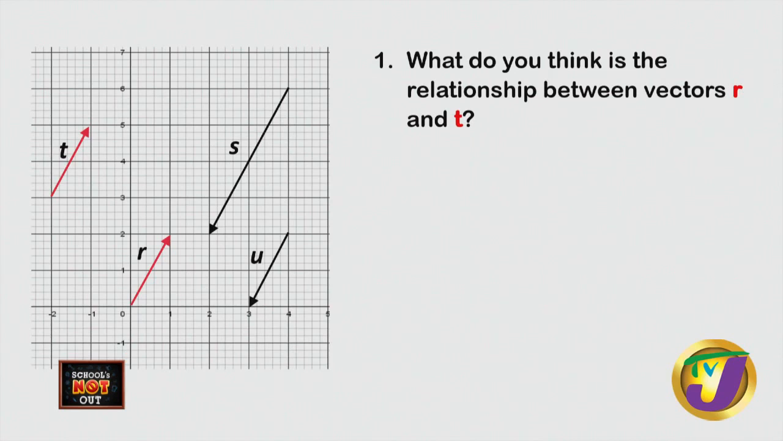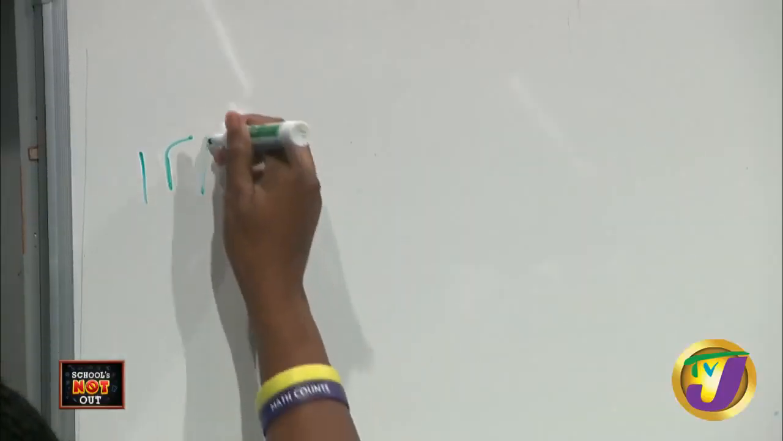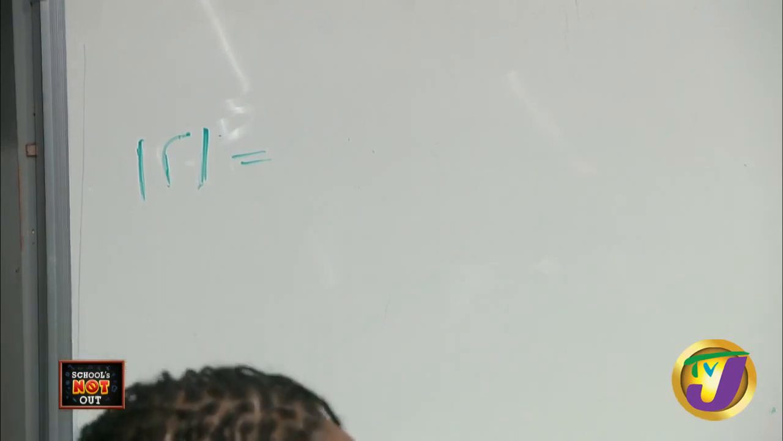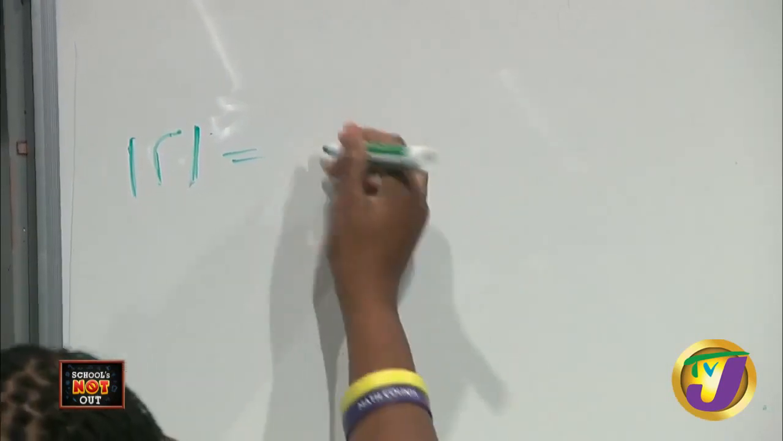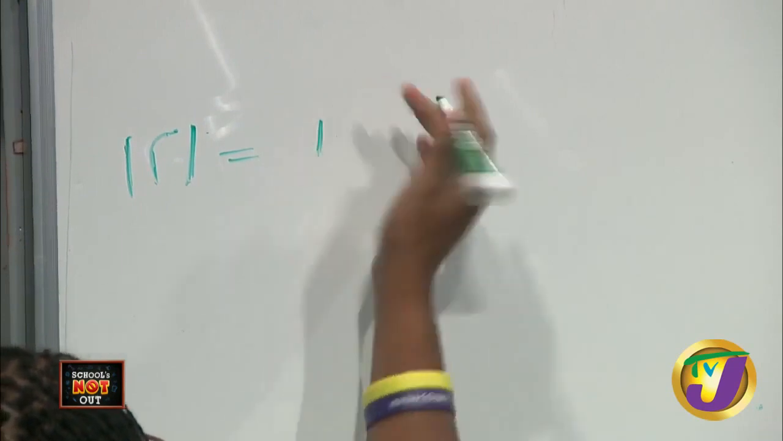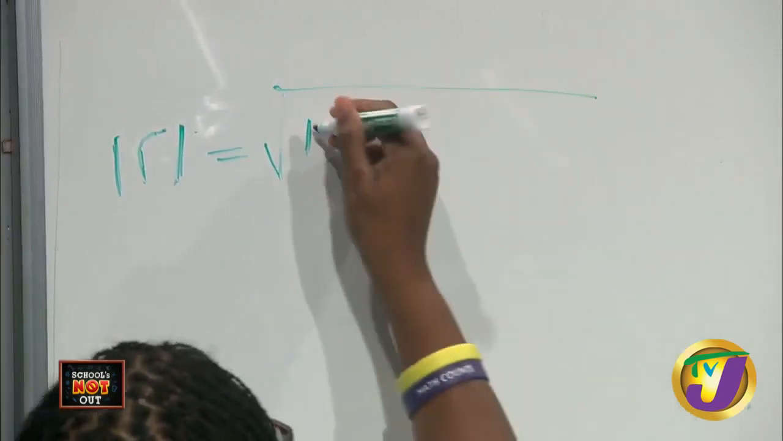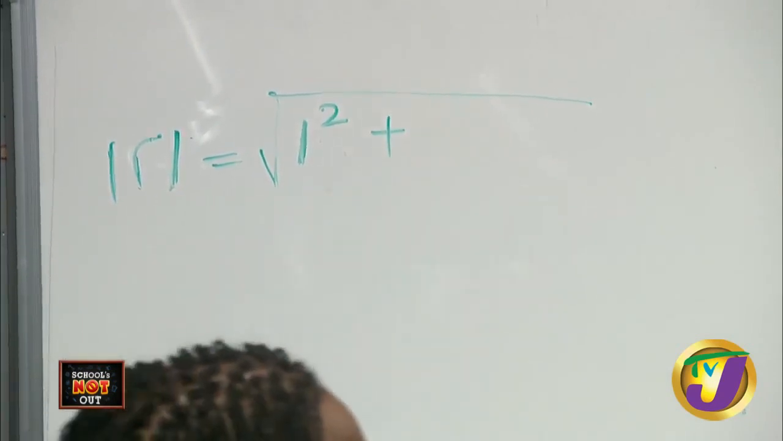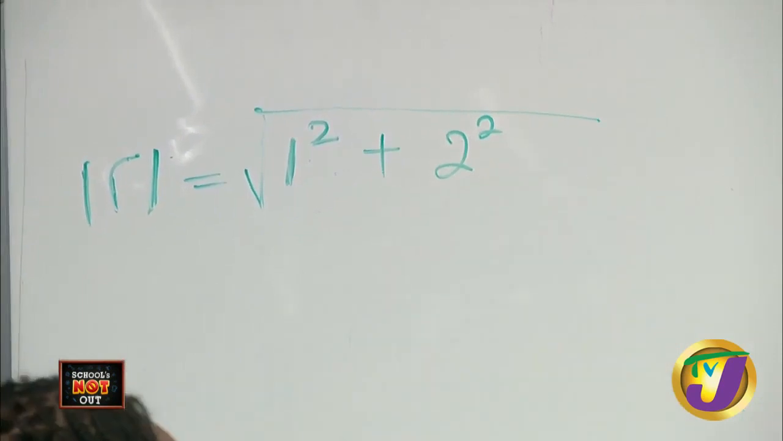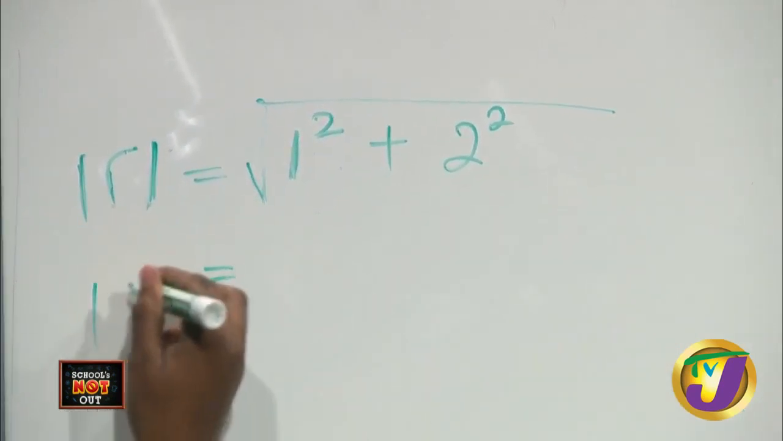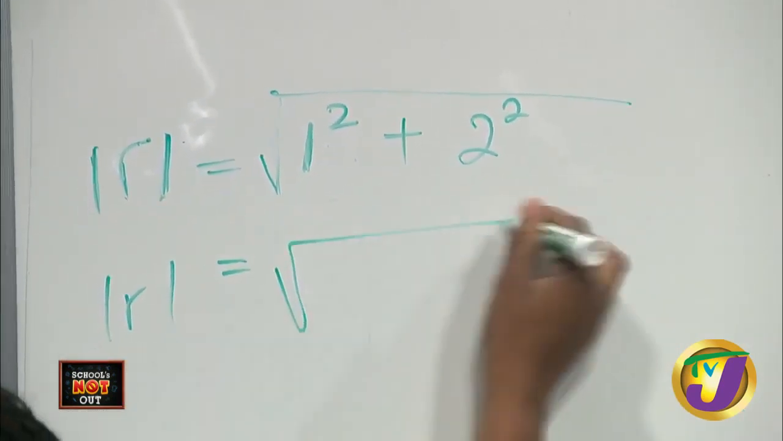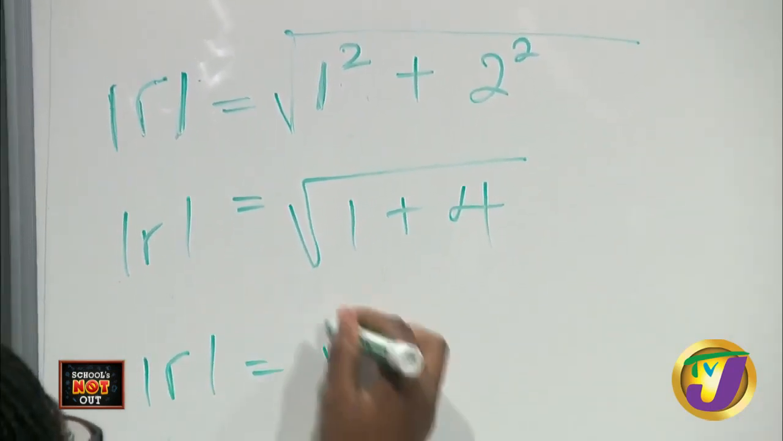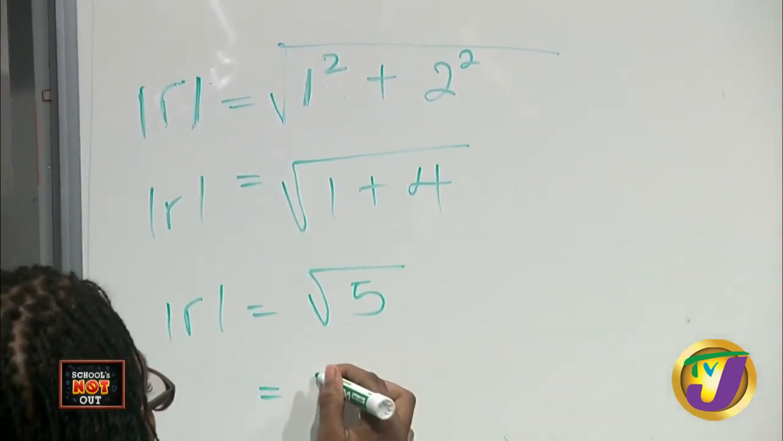So let's see if we can find the magnitude of R. My horizontal component is 1. Using my formula, let's put on my square root. The X component is 1, and I'm squaring that. And the Y component is 2, and I'm squaring that as well. So the magnitude here is the square root of 1 plus 4. That now becomes the square root of 5, and we could leave it there.